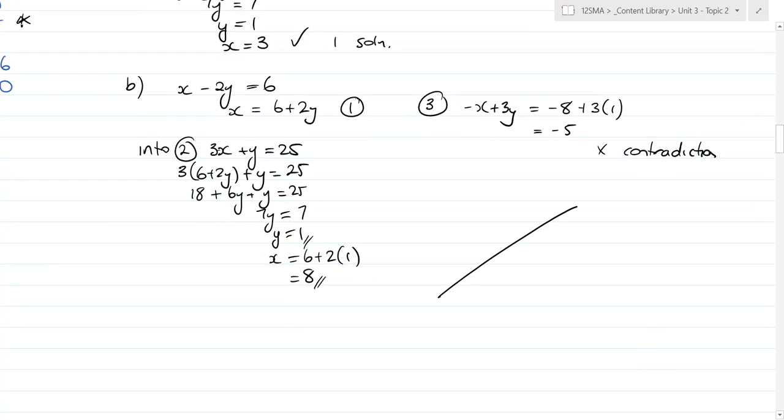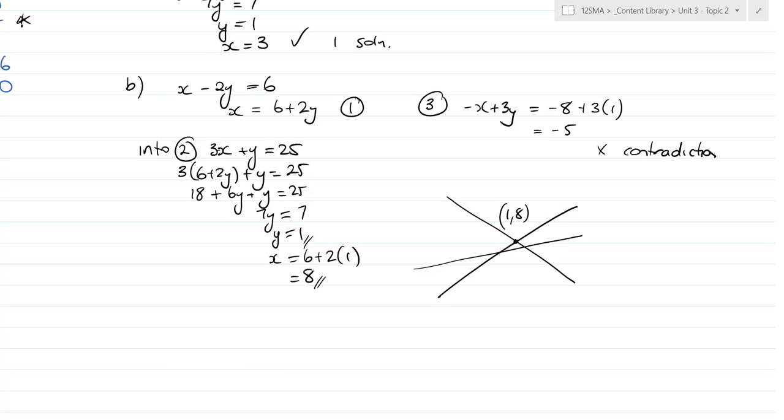And a contradiction will look like this. One straight line will be there, one straight line will be there. That's line 1 and 2. That gives us the coordinates 1, 8. But the third straight line is just a little bit lower because it's minus 4, not minus 5. Well, actually, it's a little bit higher, but anyway, you get the point. They don't all meet at one point.